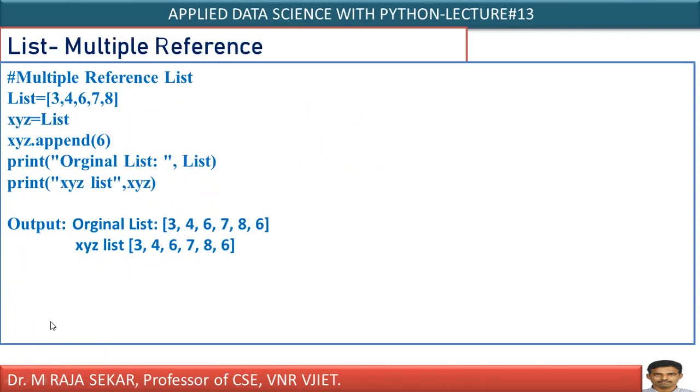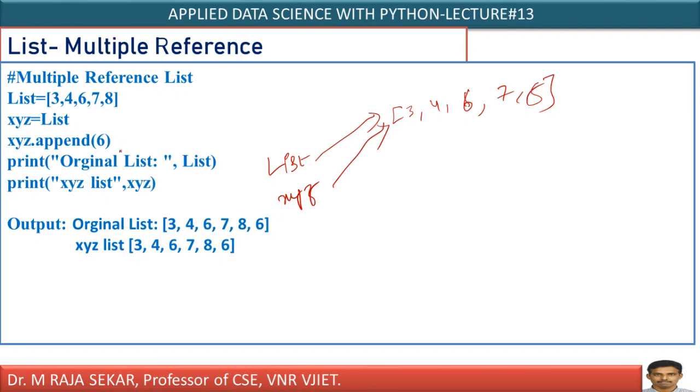Yes. Multiple references. What does it mean? Let me say I have a list. In the list I have elements 3, 4, 6, 7, 8. This is the list. What is the reference for this list? List is referring. XYZ equal list. Again, XYZ will also refer to the same list.